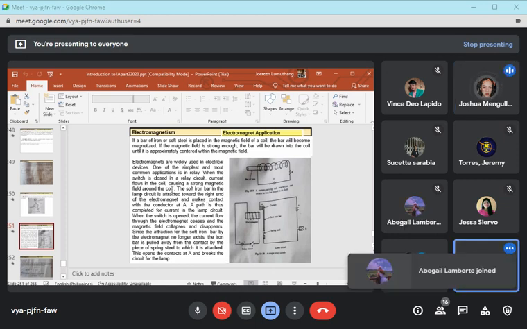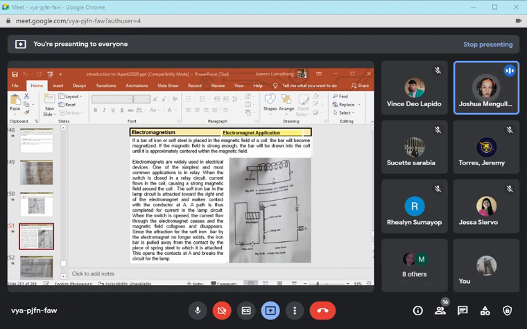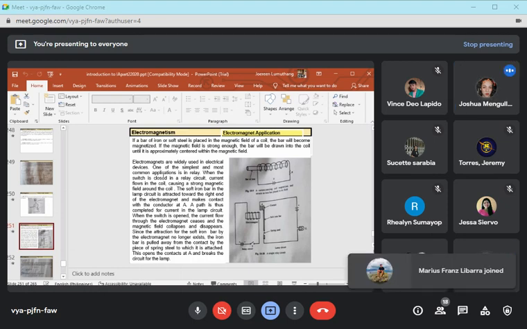Okay. Sige, ma'am. If a bar of iron or soft steel is placed in the magnetic field of a coil, the bar will become magnetized. If the magnetic field is strong enough, the bar will be drawn into the coil until it is approximately contained within the magnetic field. Electromagnet pati ba? Yes, yes.